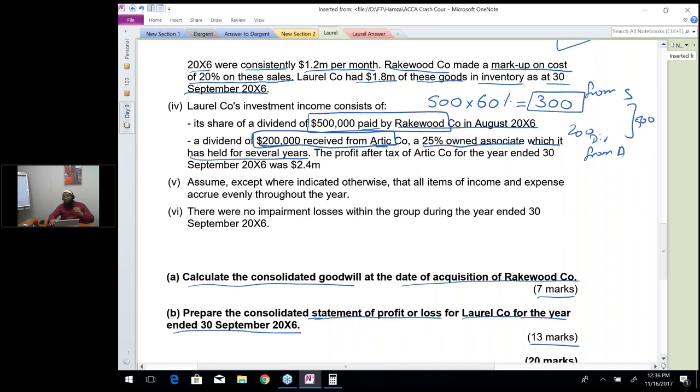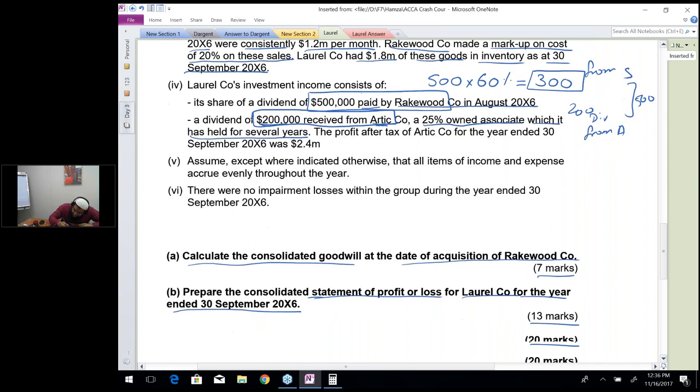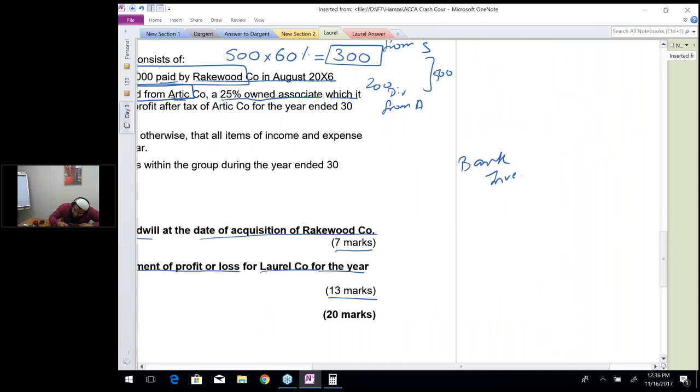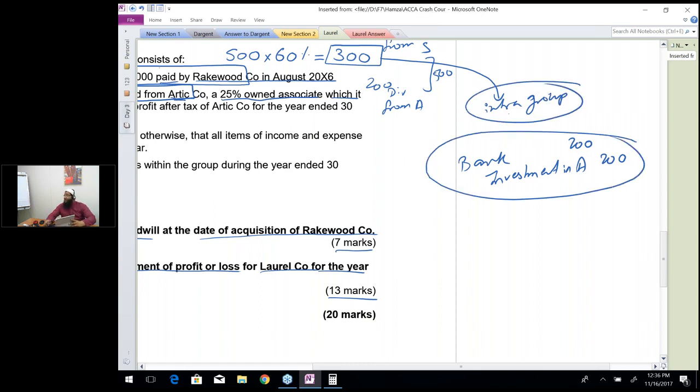No, we do not record it from either of them, not from subsidiary nor from associate, because the dividend received from associate has an entry of bank debit, investment in associate credit. It is not an investment income. So the amount received from associate is actually bank debit and investment in associate credit, and the amount of 300 is actually an intragroup transaction. So both should be eliminated. So dividend received from associate is not an income to us.